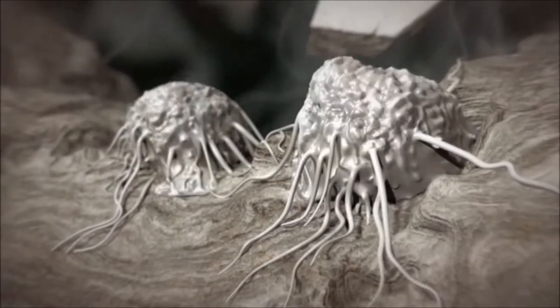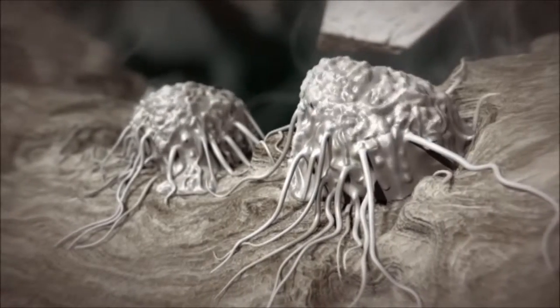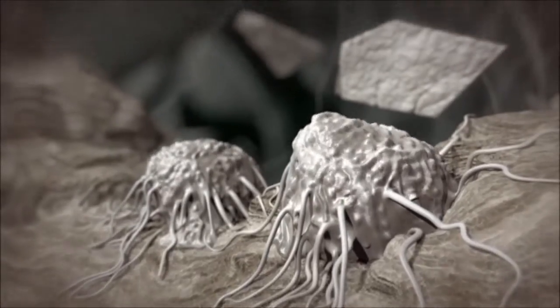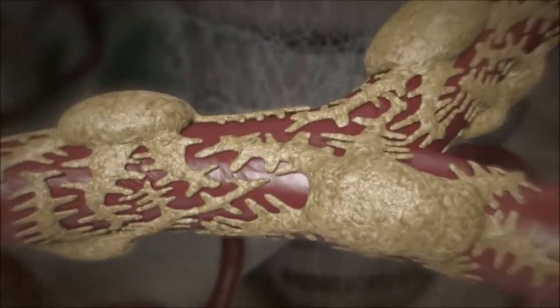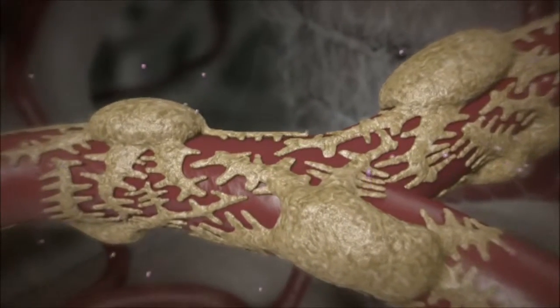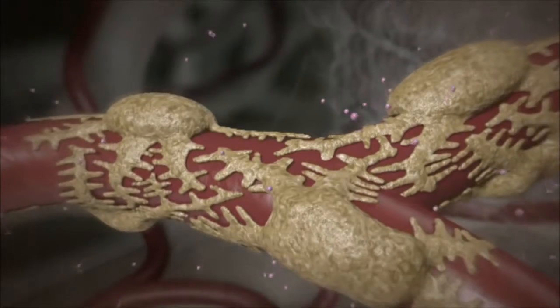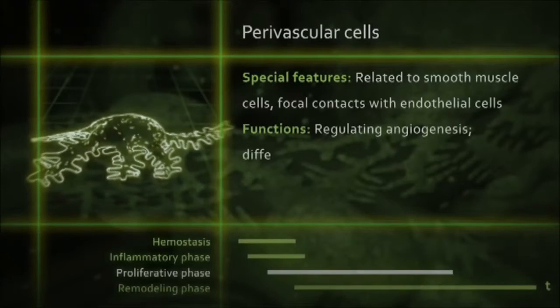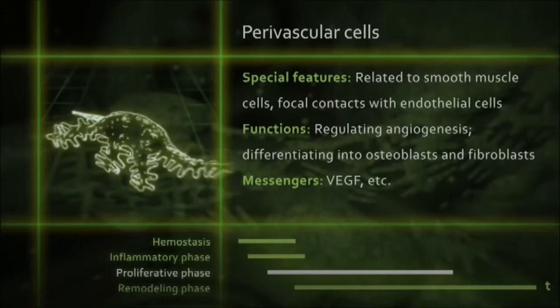The low oxygen concentration in the tissue affects both macrophages and endothelial cells, stimulating them to create the intracellular transcription factor hypoxia-inducible factor, or HIF. Subsequently formed VEGF, in turn, influences perivascular cells. Perivascular cells are mesenchymal stem cells found on blood vessels.